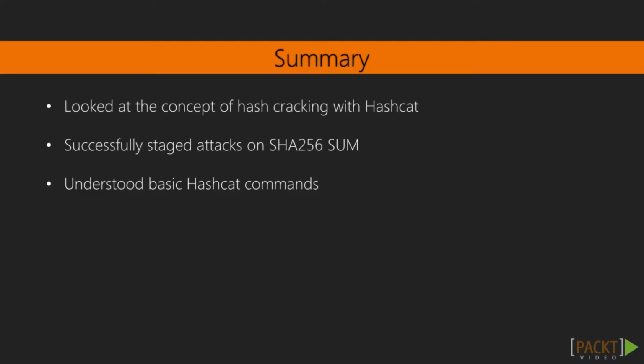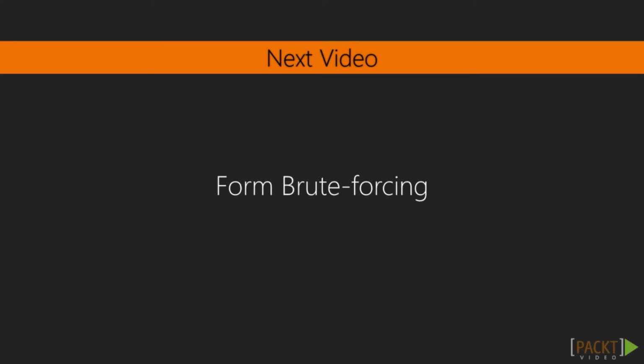So in this video we've looked at the concept of hash cracking with Hashcat. We've seen the different attack methods that are available to us. We've also successfully staged attacks on a SHA-256 sum. And we've also understood basic Hashcat commands, so the mask letters. We've also understood that there are different hash types that we can define, and there are also attack types that are all different: permutation, combination, dictionary, brute force. In the next video, we'll be moving on to form brute forcing.